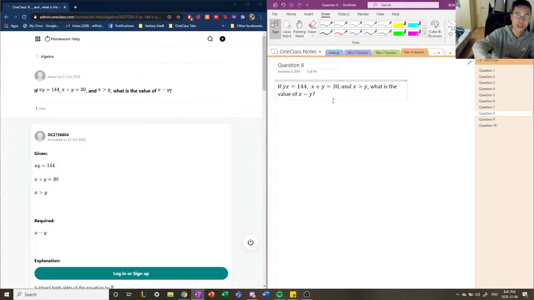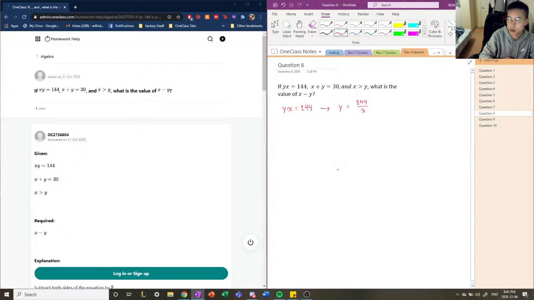So we're given 3 pieces of information. First of all, we're given that y times x equals 144. In another way, we can interpret this as y being inversely proportional to x. Next, we're given that x plus y is equal to 30. And our third is that x is always greater than y.